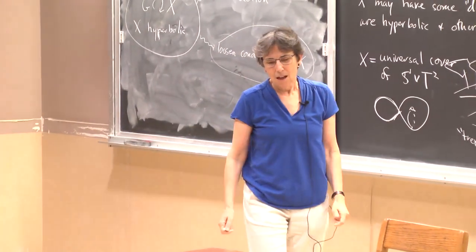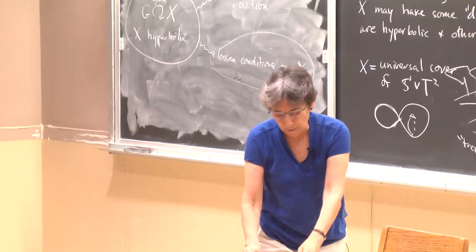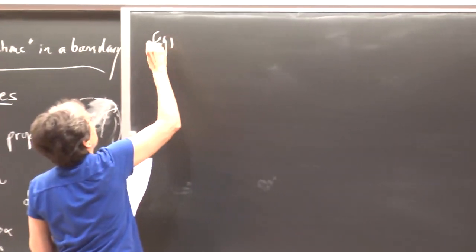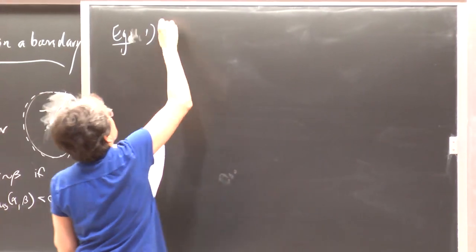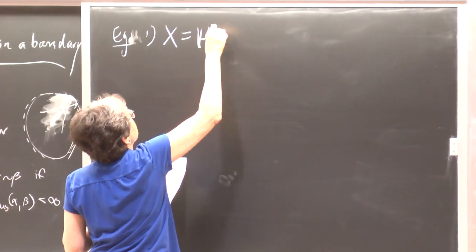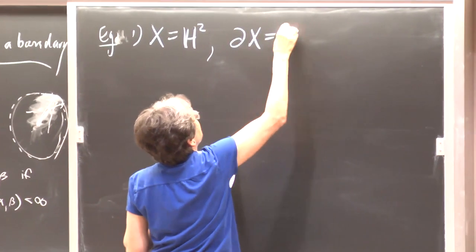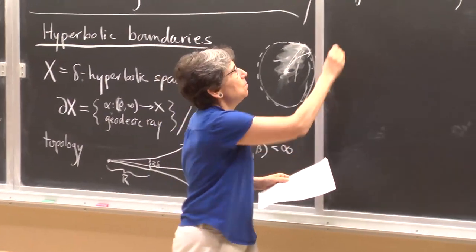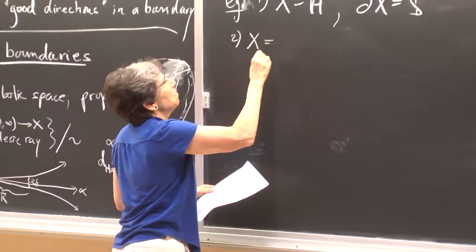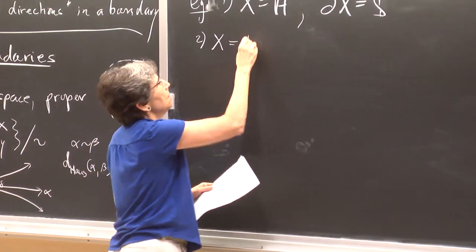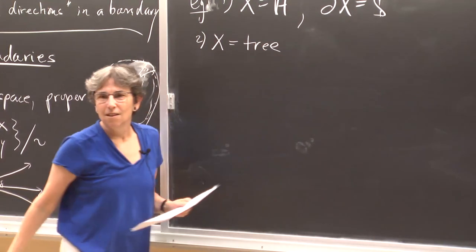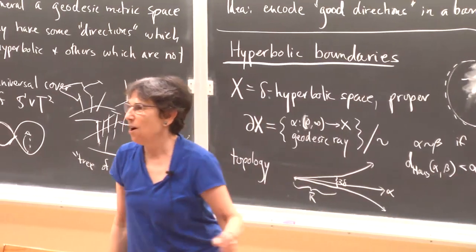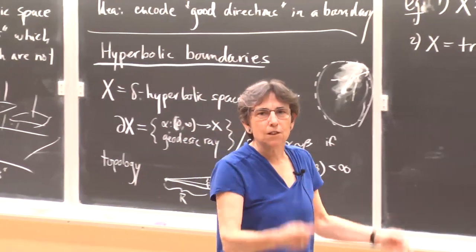Okay, so let's look at a couple of examples. We already have one here. So quickly, one is X is the hyperbolic plane, and sure enough, the boundary of X is what we expect. It's the circle at infinity. It's just what we expect it to be. Here's another one. What else did we have that was hyperbolic? How about a tree? That was zero hyperbolic. So what does the boundary look like?